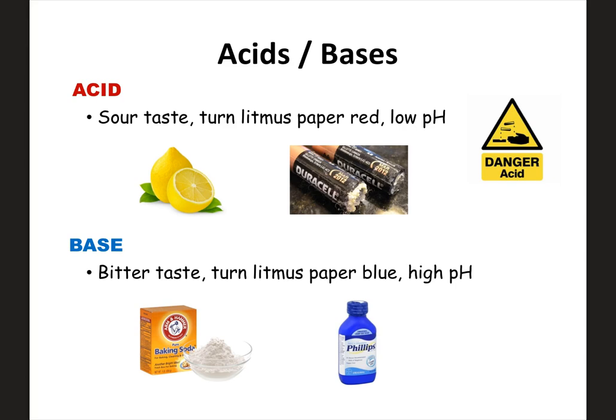Acids typically have a sour taste. This is why they're used in a lot of candies, sour candies especially. Acids will turn litmus paper red, and they have a low pH. So a lower pH is going to be an acid. Acids are found in many foods, like lemons, for example.